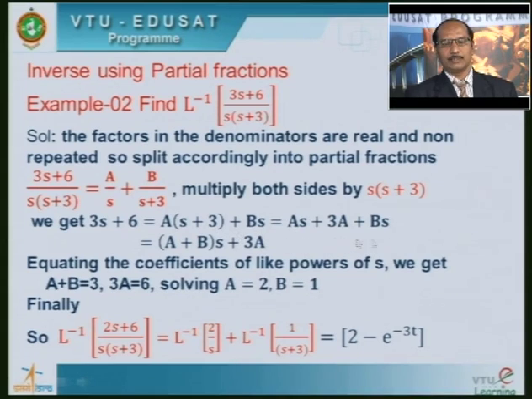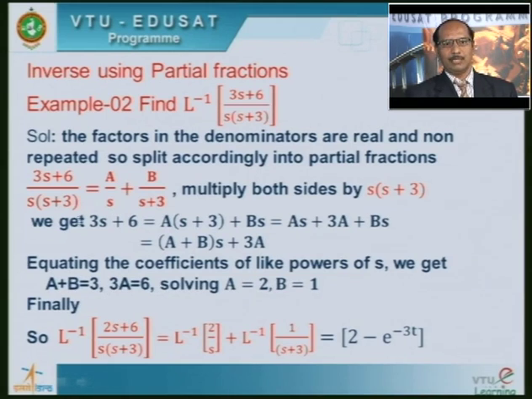Simplifying this, multiplying s plus 3 by A gives A s plus 3A, plus B s. Now, to find the values of A and B, we equate the coefficients of the left hand side to the right hand side. I have clubbed the coefficient of s here: A into s, another term is B into s, so it is written as A plus B into s. So, the coefficient of s is A plus B. The remaining constant term is 3A. Now, equating the coefficients of like powers of s on both sides.